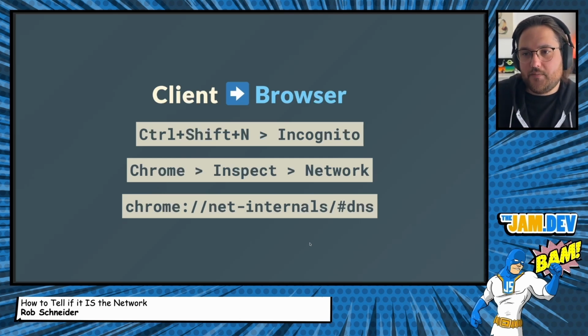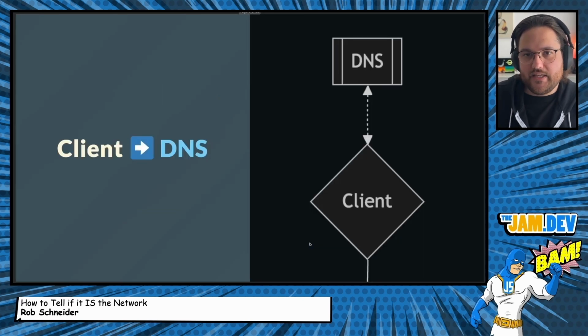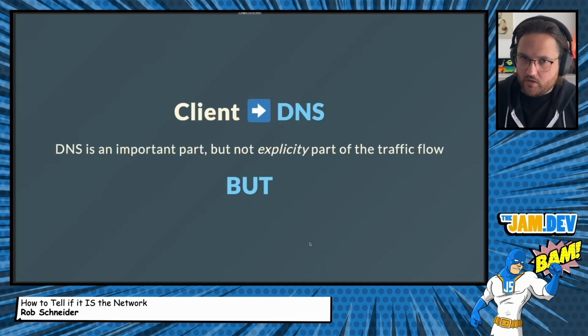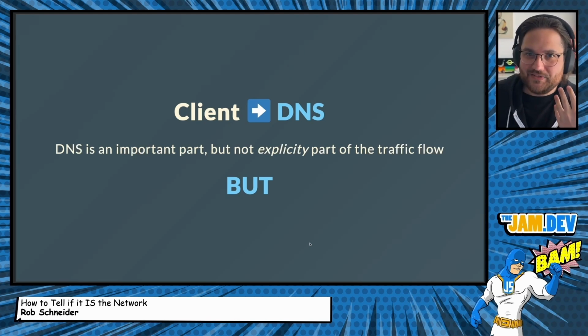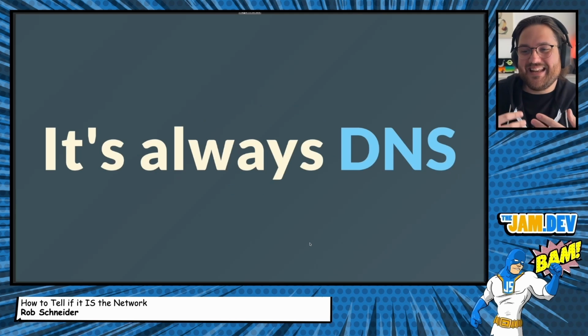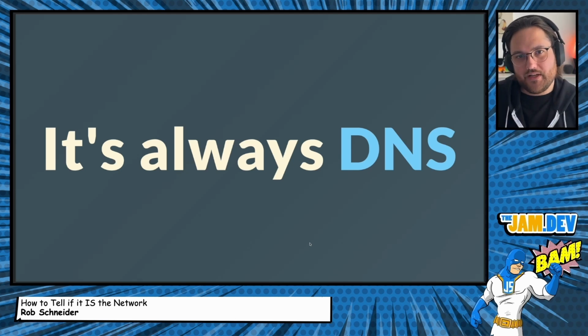Now, the next one we want to talk about is the client to your DNS. DNS is not specifically part of the network flow, but when there's an issue, more often than not, it's always DNS, right? You've heard this. DNS is one of those infrastructure pieces that works up until the point it doesn't. So most likely this is not going to be your issue, but we do want to check it to make sure that it's not something that we need to look into.